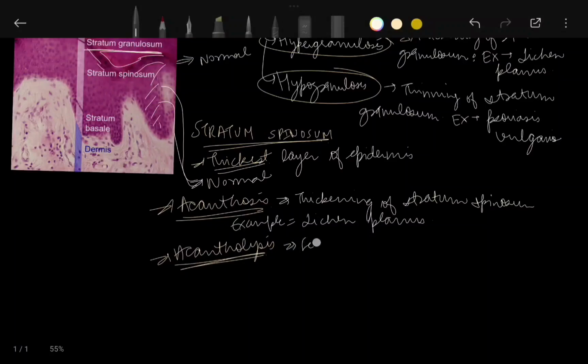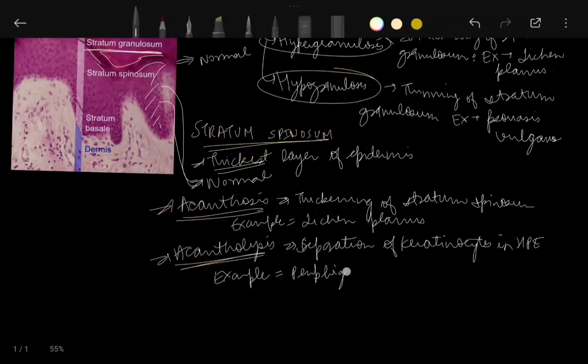And acantholysis is the separation of keratinocytes in HPE. The example in this case is pemphigus vulgaris. There is separation of keratinocytes in HPE.